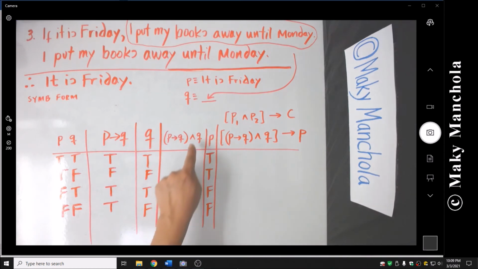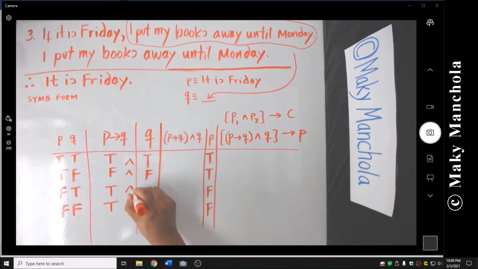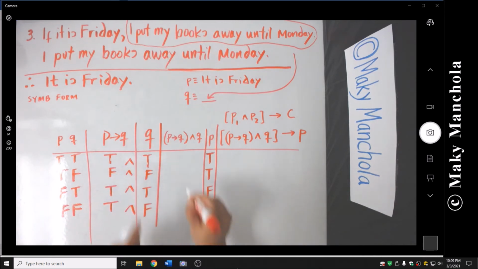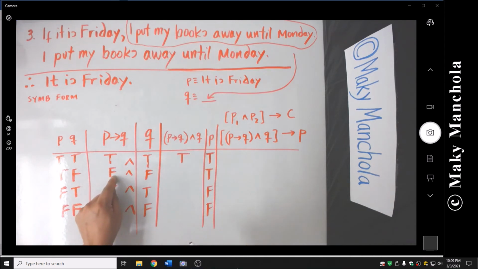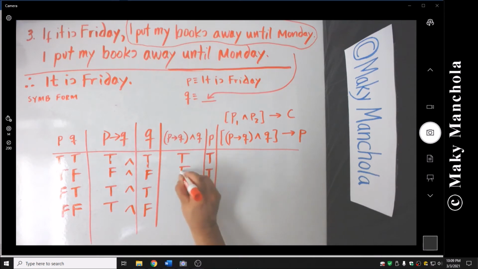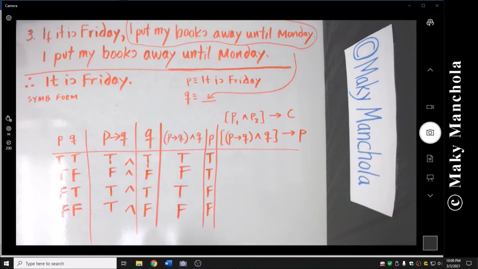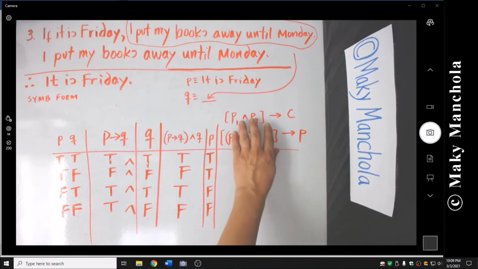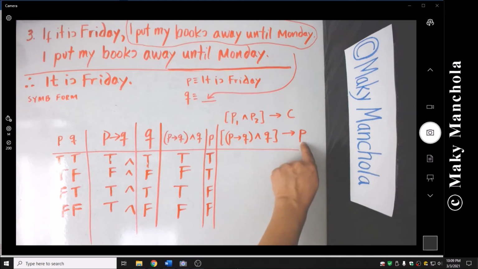Okay, we need that conjunction. We need the conjunction between those two columns. True and true is true. False and false is false. True and true is true. True and false is false. Now we have what we wanted. We wanted the antecedent and the consequent.